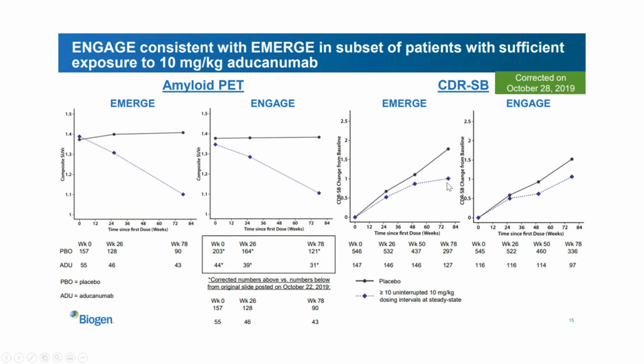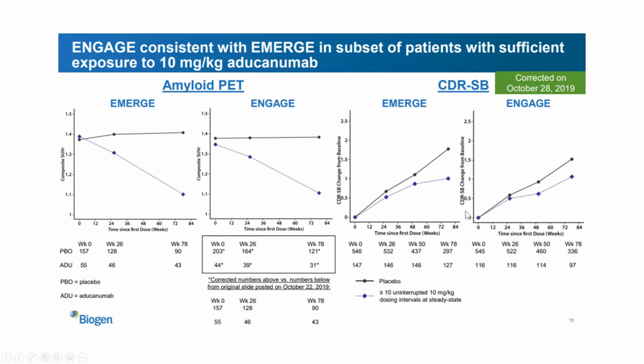And what we'd want to see if the drug was working is that this slope is lower than this slope, which means the cognitive decline is lower in the drug arm than the placebo arm. The other important difference here is that we're looking at not the low dose or high dose group, but we're looking at this specific subset of patients who received aducanumab, and that subset is defined as patients who received at least 10 uninterrupted 10 mg per kg dosing intervals at steady state.